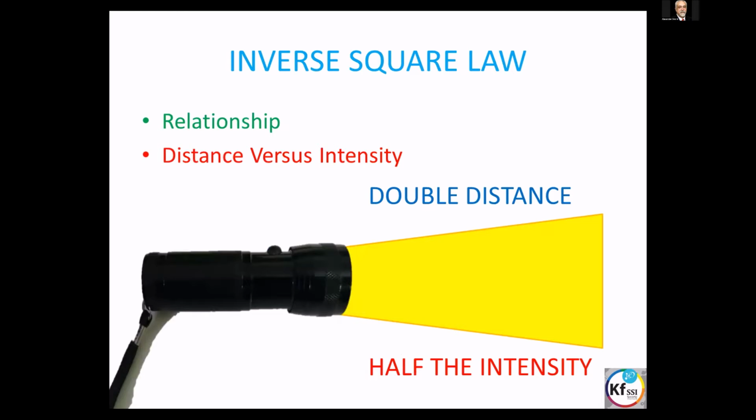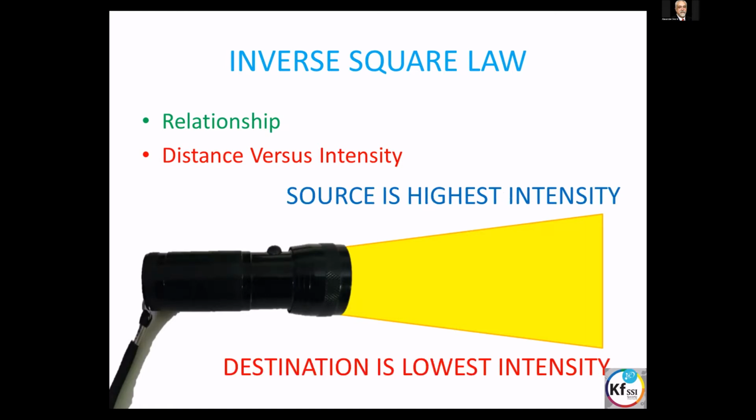So what about light? We know from a previous class that there's a relationship between distance and intensity of light. And we find that if we double the distance, we cut the intensity in half. So we can conclude that the source has the highest intensity, but the source is the flashlight. It's physical. And the destination is the lowest intensity. The lowest intensity of what? Light, which is physical. So the flashlight is physical, the light is physical. And so there is a motion. There's something that is creating that motion.